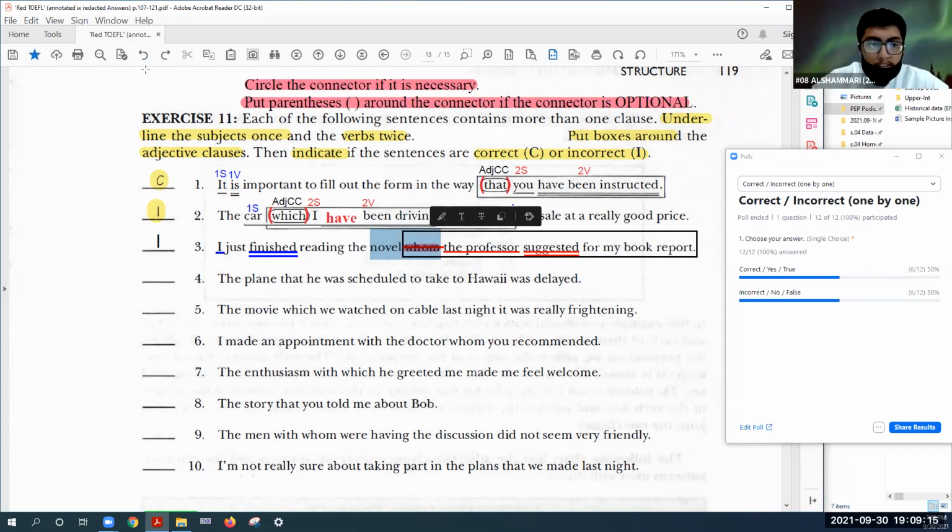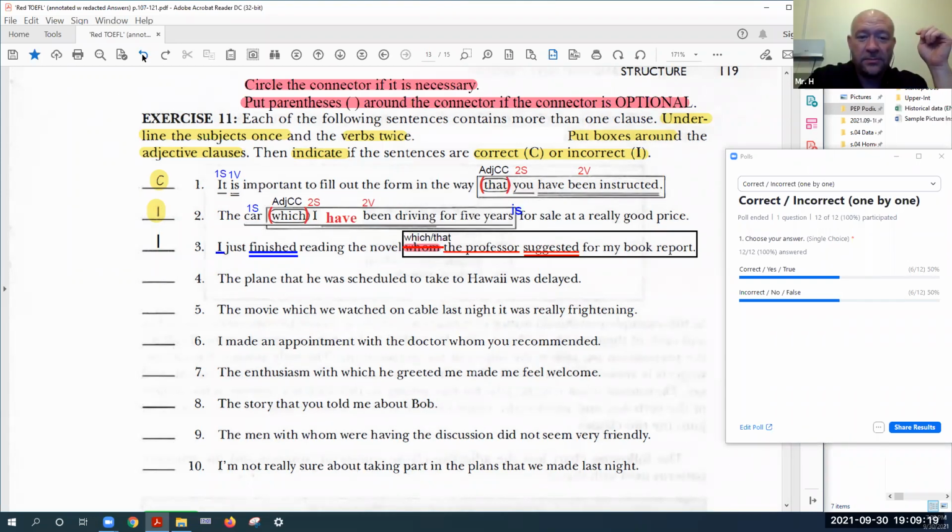What is the correct one? So you have two choices. You have to use which or that. You got it? These are not optional. This connector is necessary, okay?